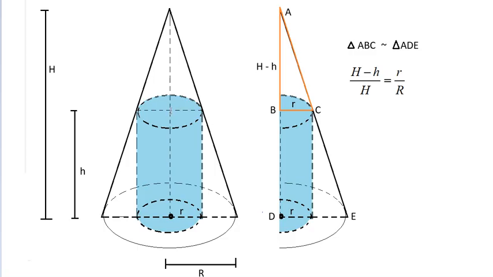So the height of the cylinder, we'll call it small h, and the height of the cone, we'll call it big H. And the radius of the cylinder will be small r, and the radius of the base of the cone we'll denote by big R. And if we look at this right triangle right here, this is what we have.